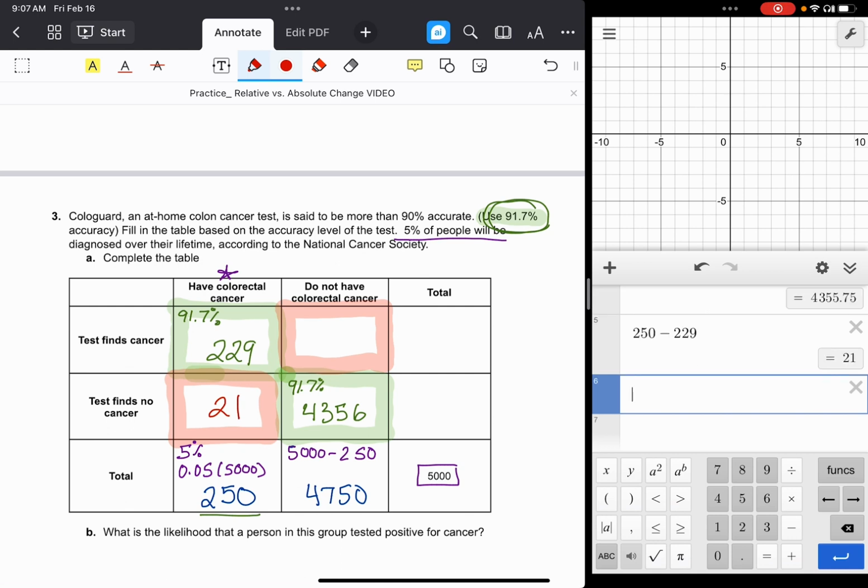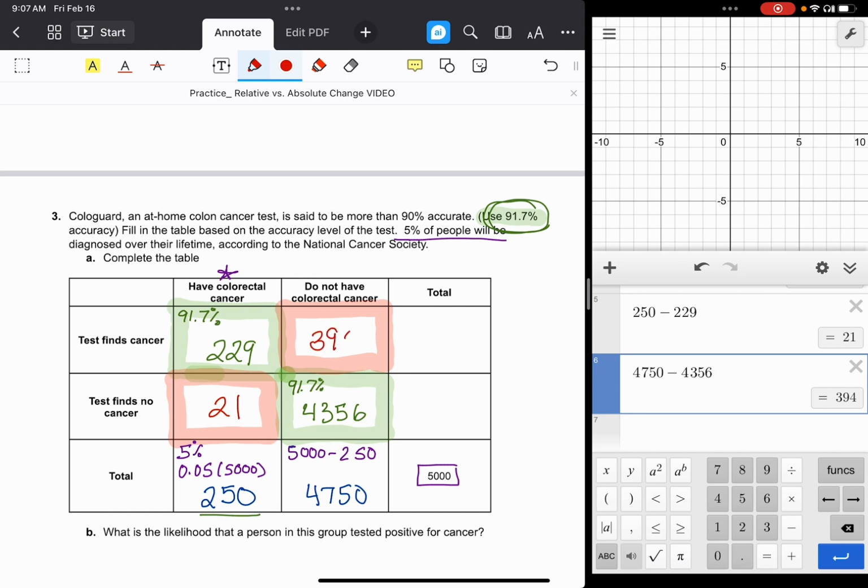Similarly, there were 4,750 people who didn't have cancer and 4,356 who got the correct test result, which left 394 people who are panicking right now thinking they have cancer when they really don't.